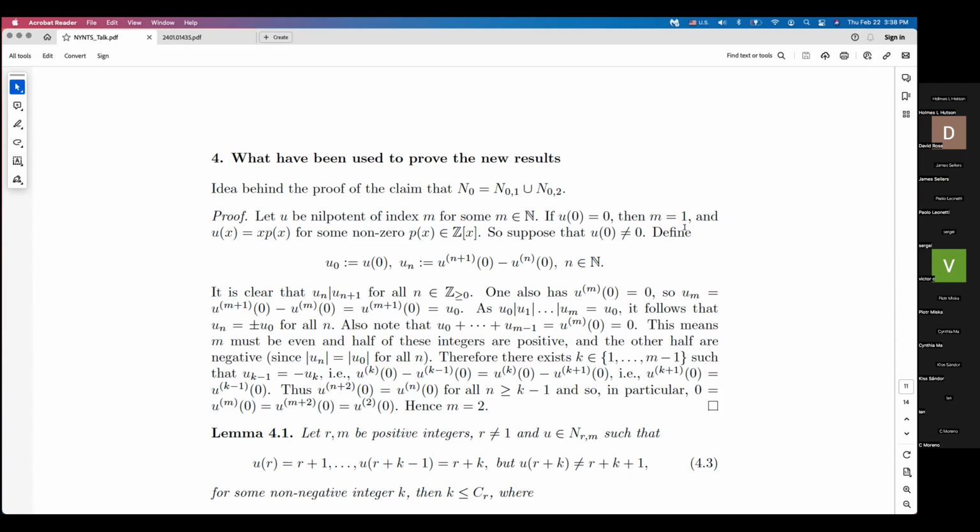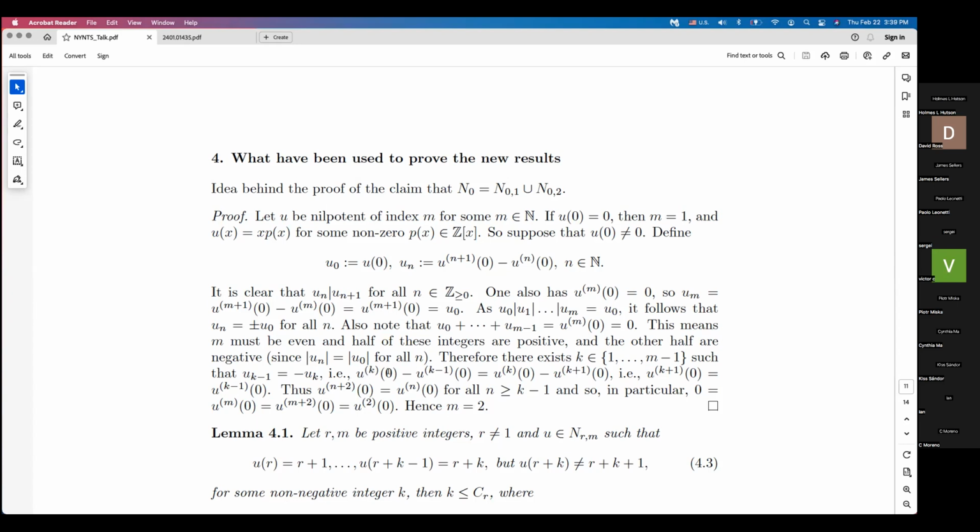And since we are taking m to be greater than 1, this number is not equal to 0. So plus or minus u_0 is not equal to 0. So we should be able to find some k between 1 and m minus 1 such that we have this situation: u_{k-1} is positive, u_k is negative, or the other way. In any case, u_{k-1} is equal to minus u_k.